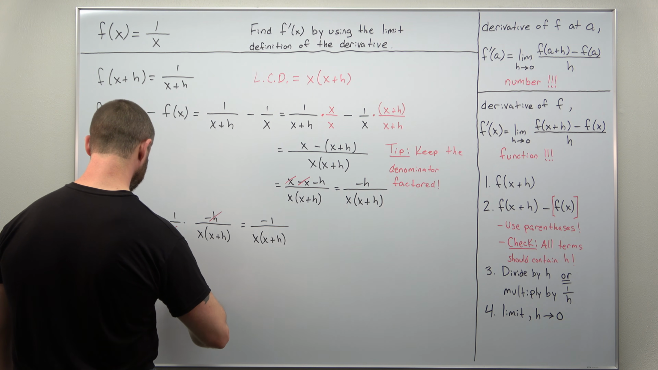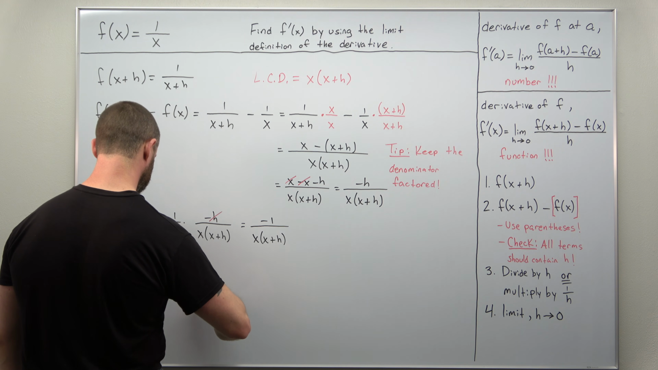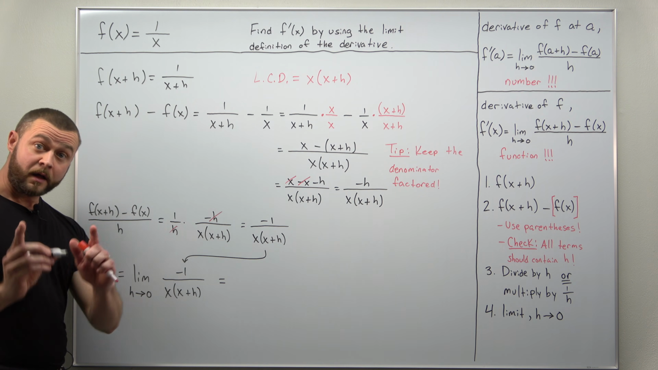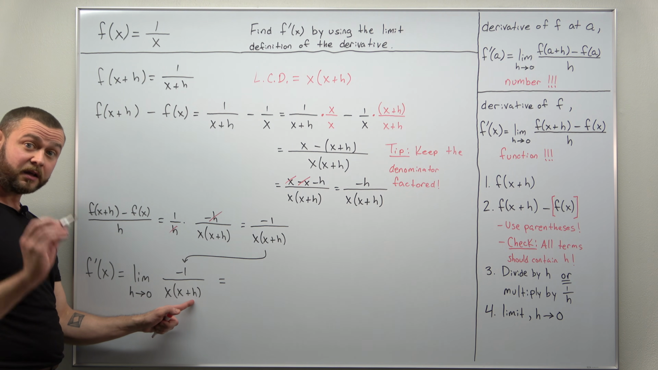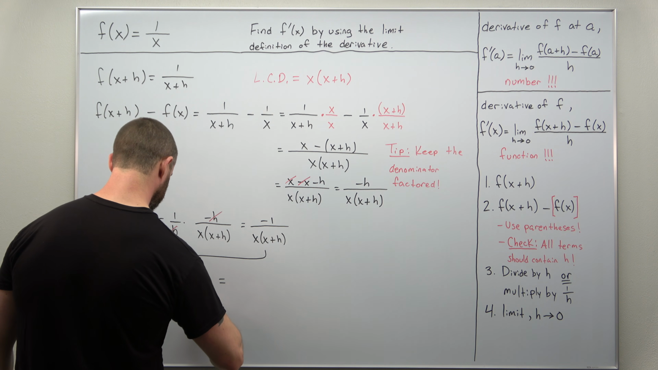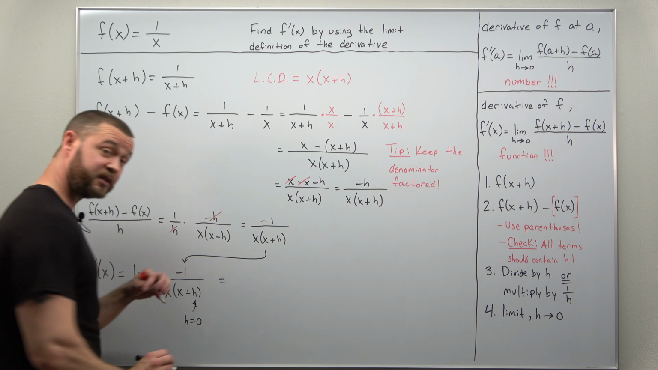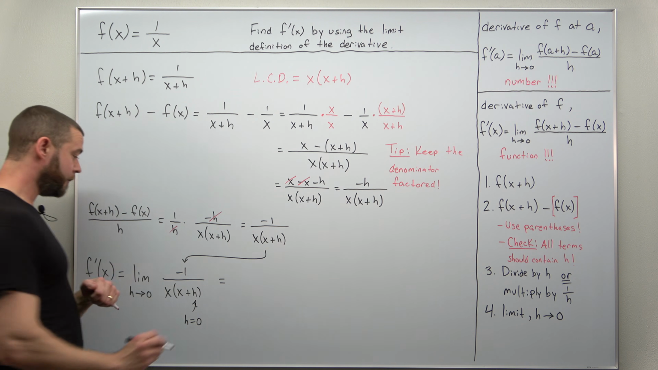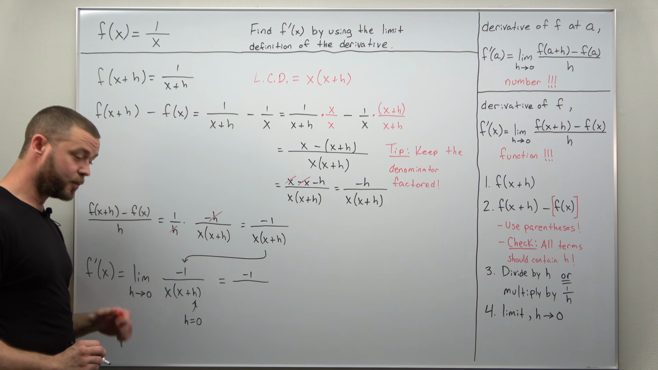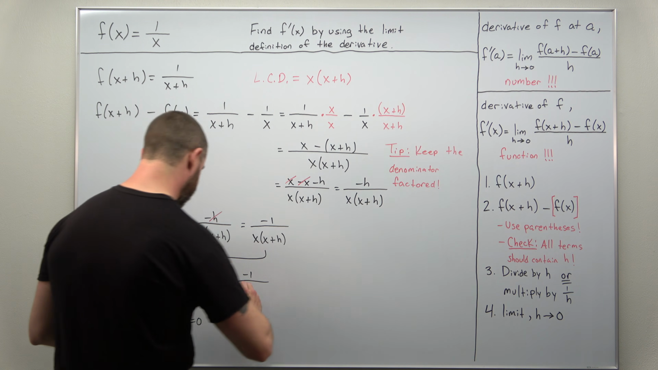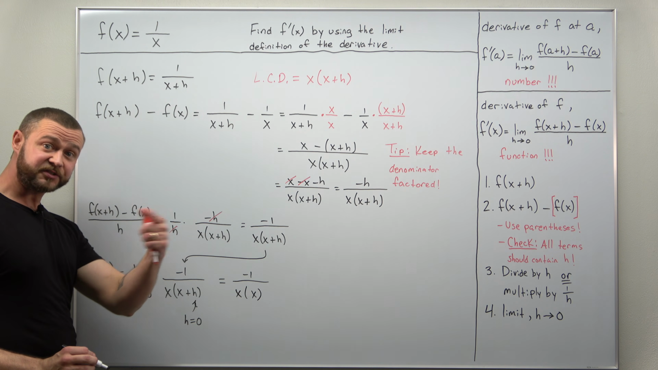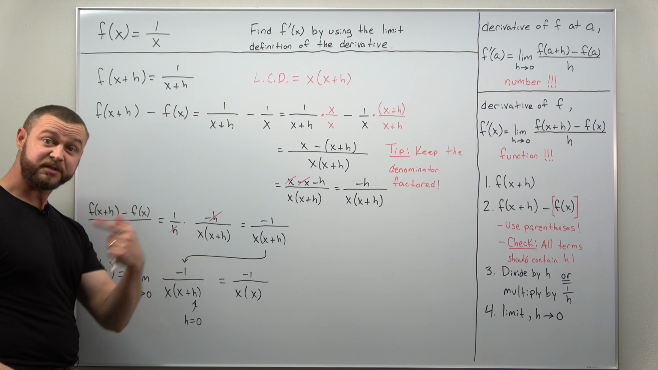Negative 1 divided by x times x plus h. And there, we're just going to plug in h equal to 0 because there is no more indeterminate form. So we can evaluate this limit by plugging in. And I'm going to write this out. What we get directly is negative 1 in the numerator. The denominator has a factor of x outside the parentheses. And then in the parentheses, x plus 0, we can just write that as x.